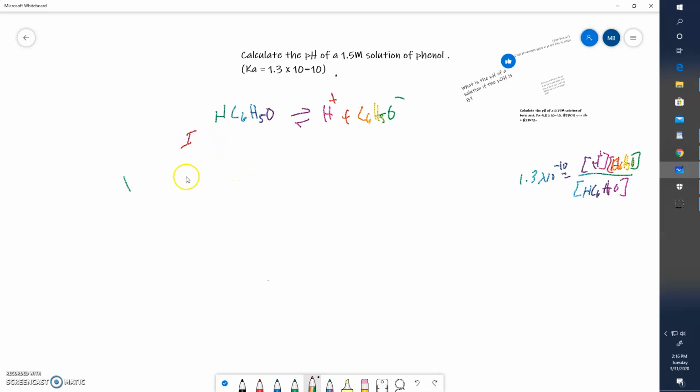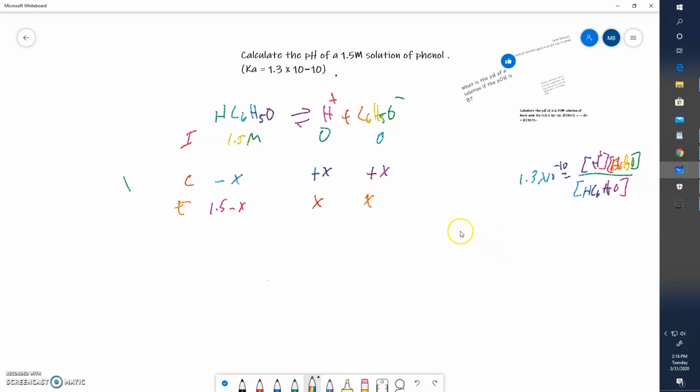All right, I'm going to do my ICE chart. Initially, I have a 1.5 molar solution of phenol. Again, it's not 100%, so I don't know how much it's going to dissociate, but initially I have 0 of the products. I'm going to have X amount lost, which means I'm going to gain X amount of H plus and X amount of C6H5O minus. Again, a 1-to-1 ratio, so whatever dissociates will result in equal amounts of product. So at equilibrium, I have 1.5 minus X, X, and X.